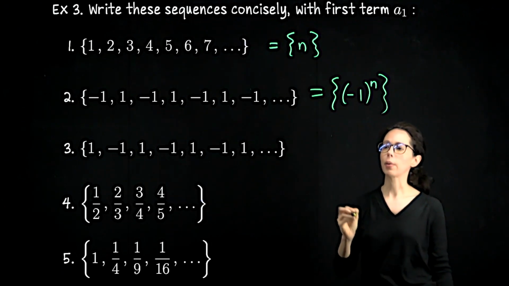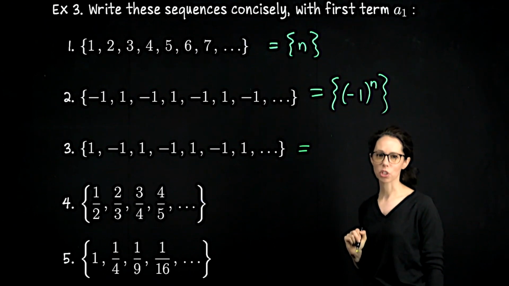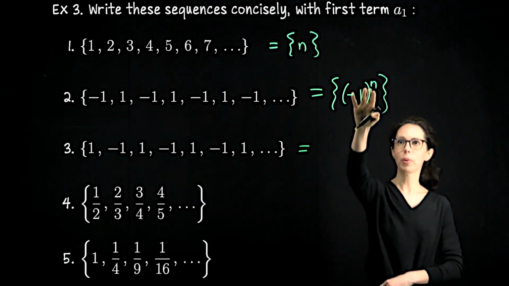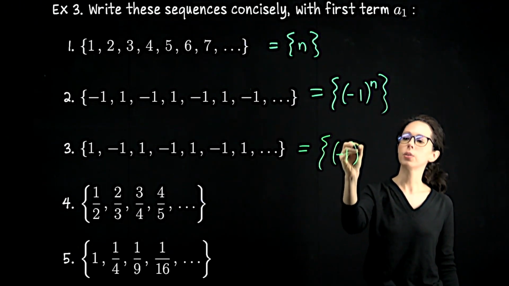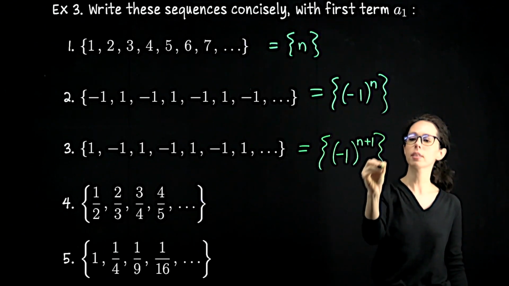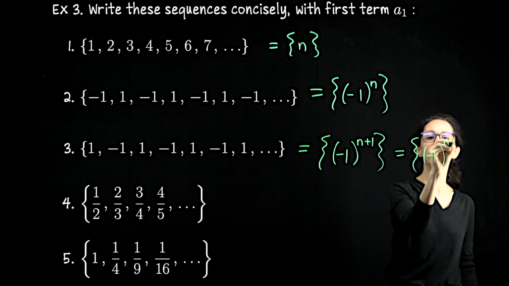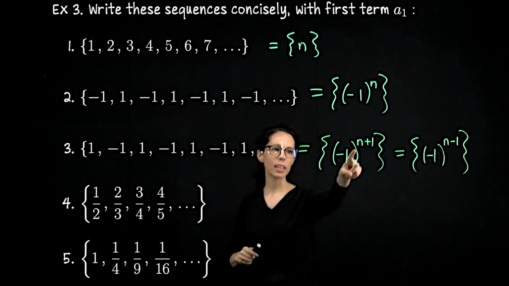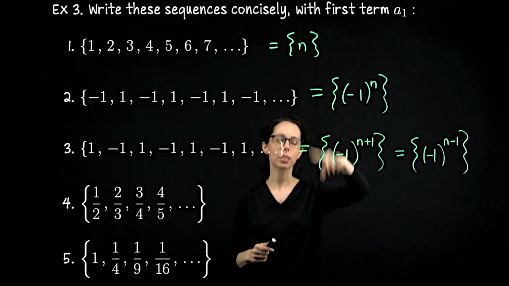For the third example, however, we have a difference in the signs. So this time we're starting with positive 1, then negative 1, then positive 1. So we need to take this and adjust it. This would be negative 1 to the n plus 1. That's one way to do this. Or you might see negative 1 to the n minus 1. Either one has the same effect. When n is even, this will be negative. When n is odd, this will be positive.